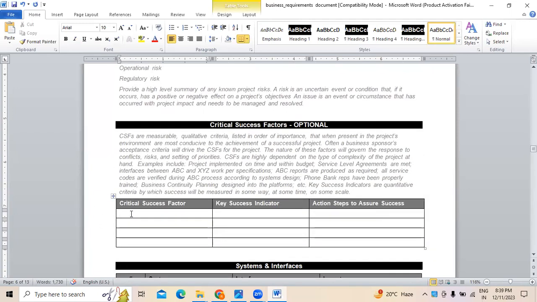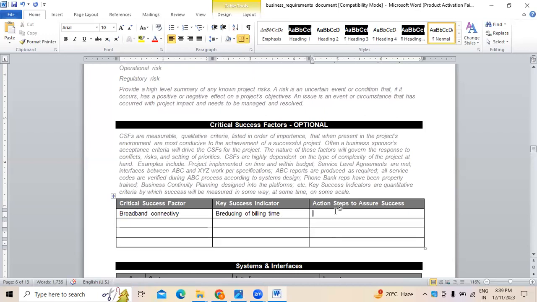Now here, critical success factors. What is meant by critical success factors? Critical success factors means what are the critical success factors we need to consider, right? For example, broadband connectivity. So this is the key success indicator: reducing of billing time, because if your internet connection is fast, automatically billing time will be reduced, right?